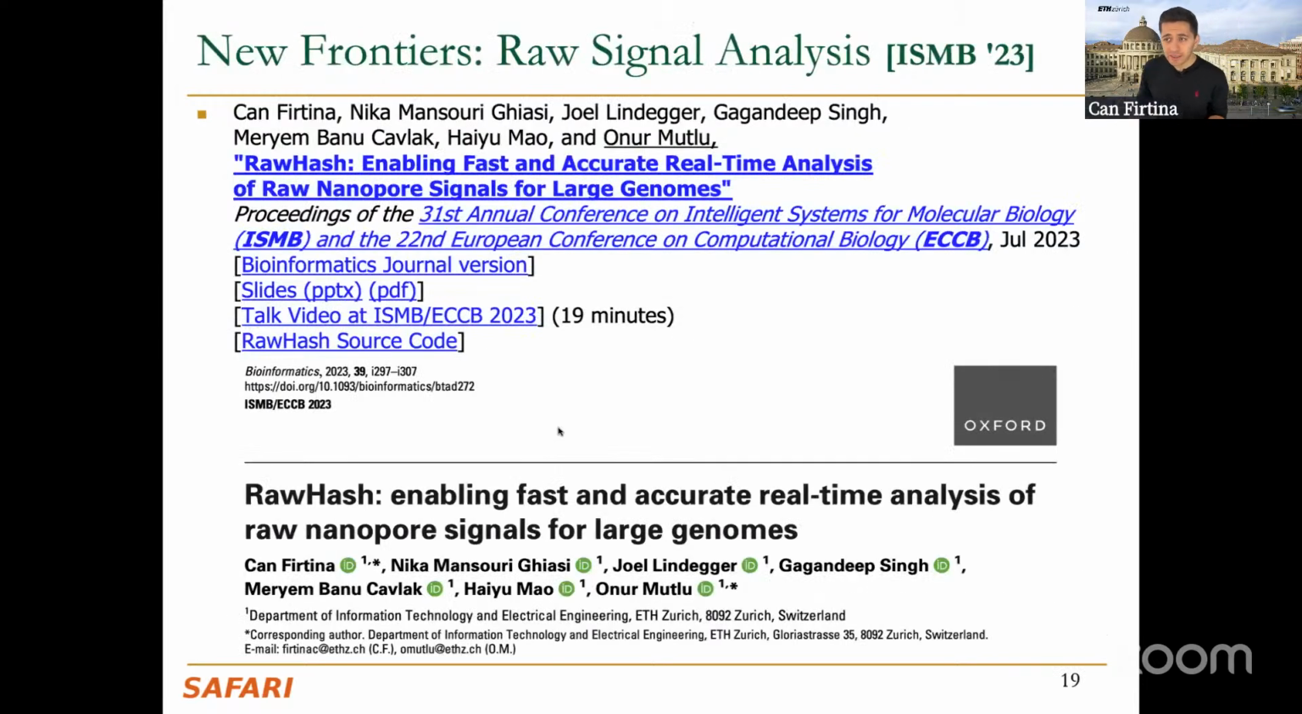And then we can utilize this information again to do our analysis. And essentially, we are interested in this direction. For example, in this work, what we do is, can we use these electrical signals? Can we eliminate the translation step, which is the base calling step? And can we use the electrical signals to map, to identify the origin of the reads within the genome? To ask the question, where are they coming from within the genome, by measuring the similarities between the genome, for example, a reference genome and the electrical signal that we just generated, and then see which region is the most similar to this electrical signal. So this is the question that we ask in RowHash.